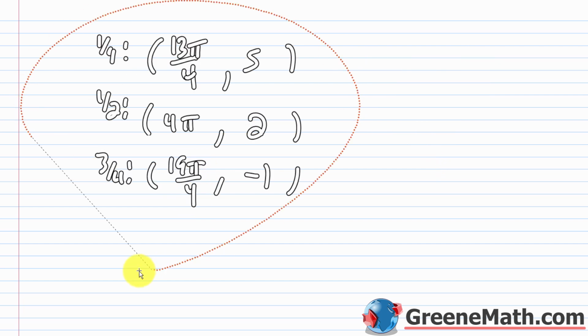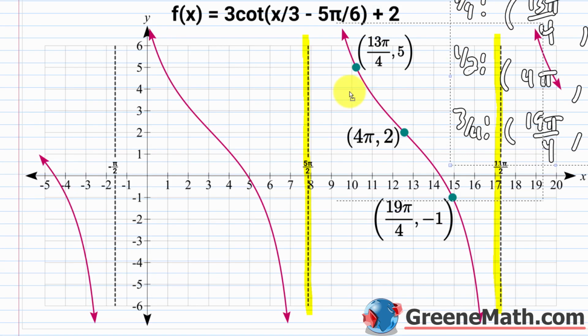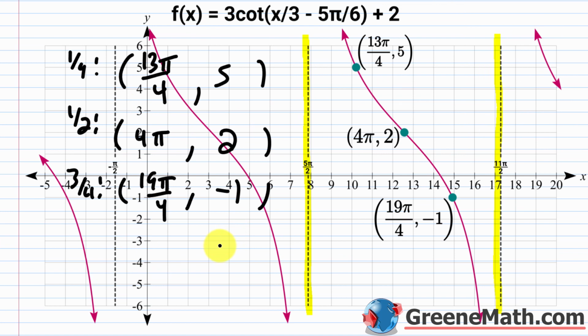All right, so we have our points. Let's just check it real quick. So let's paste this in. So a quarter of the way, we should have 13 pi over 4 comma 5. So that's what we have. And then we have for halfway 4 pi comma 2. So that's what we have. And then 3/4 of the way, we should have 19 pi over 4 comma negative 1. So that's what we have.